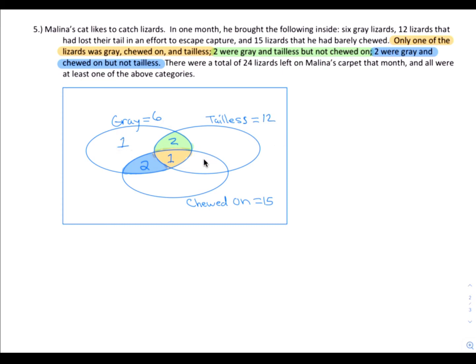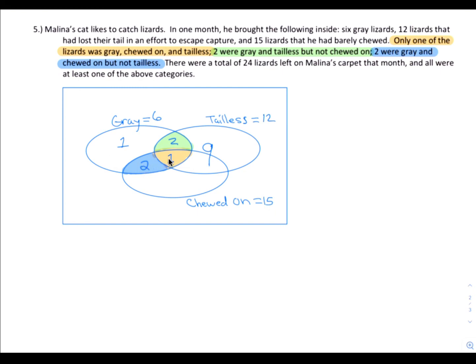All right, now the tricky part is to figure out this middle section here. What we know is that everything in the tailless circle must add up to 12. We already have 2 and 1, that makes 3. So that's going to leave us with 9, right? 3 plus 9 is 12. So what we know is that the number that goes here and the number that goes here must add up to 9 together.